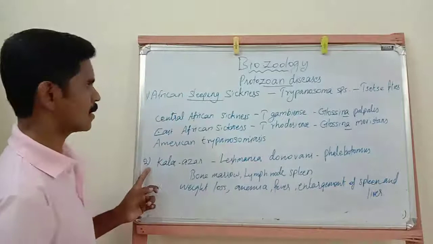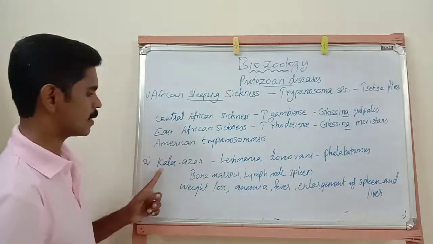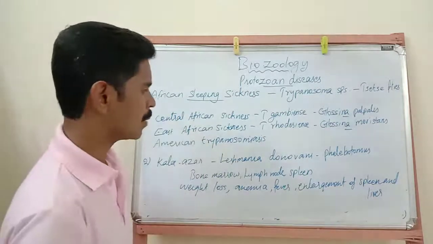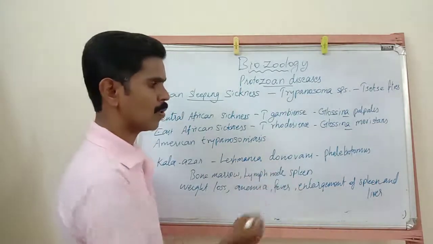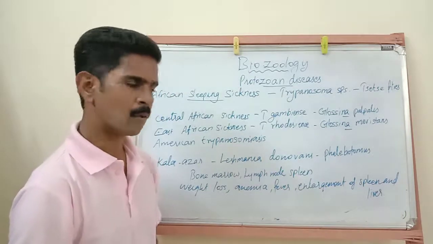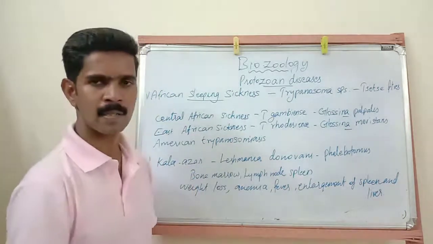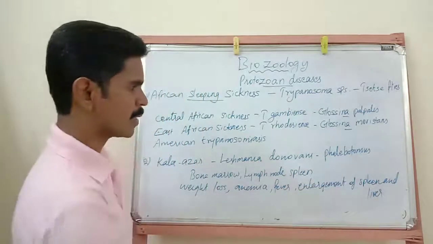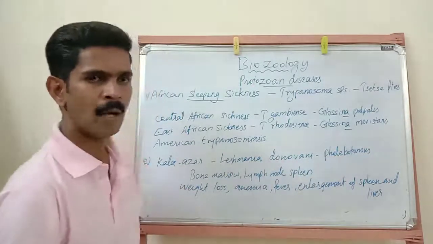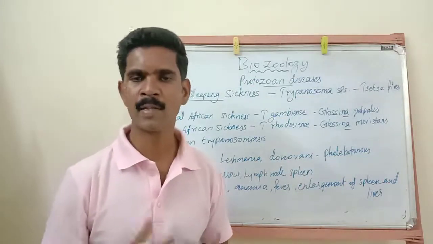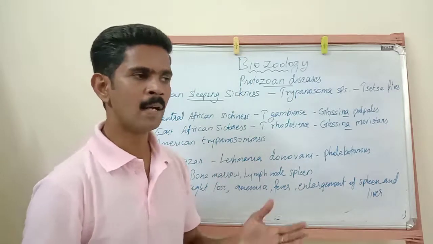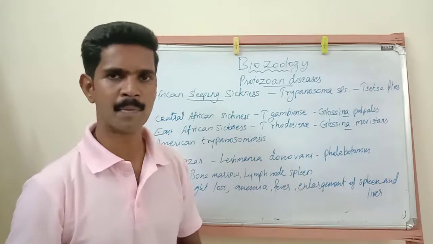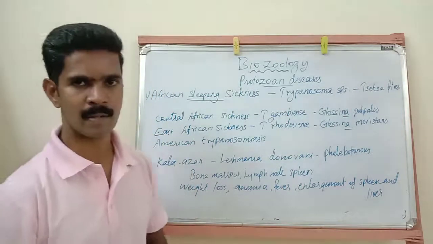Then the second example for protozoan disease is Kala-azar. This Kala-azar is caused by one protozoan species. The name of that species is Leishmania donovani. This disease is transmitted by a fly. The name of that fly is sandfly, which is the vector of Kala-azar. This disease mostly affects our internal organs like the bone marrow, blood vessels, lymph nodes and spleen.